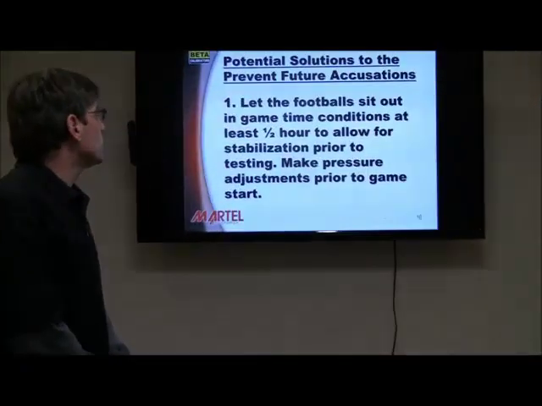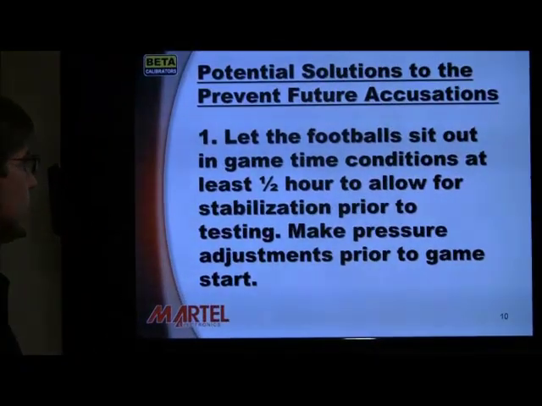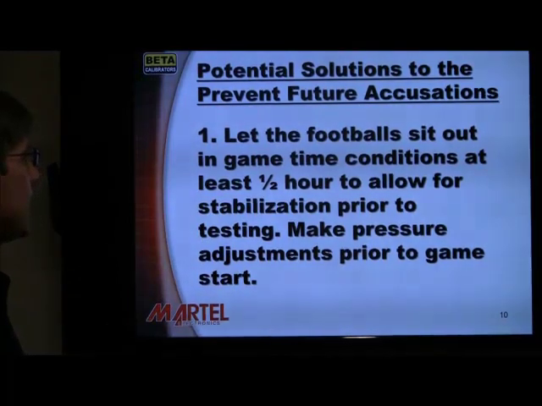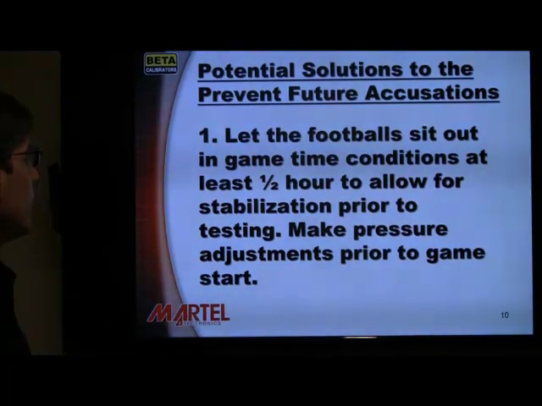So in conclusion, let's wrap things up. We have some potential solutions to prevent further accusations. Number 1, let the football sit out at game time conditions at least a half an hour to allow for stabilization prior to testing. Make the pressure adjustments prior to the game start.